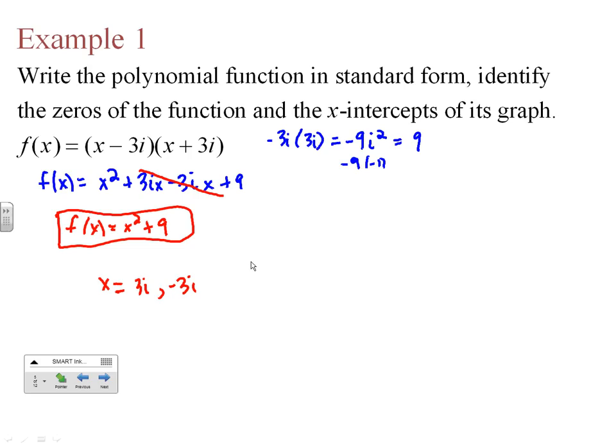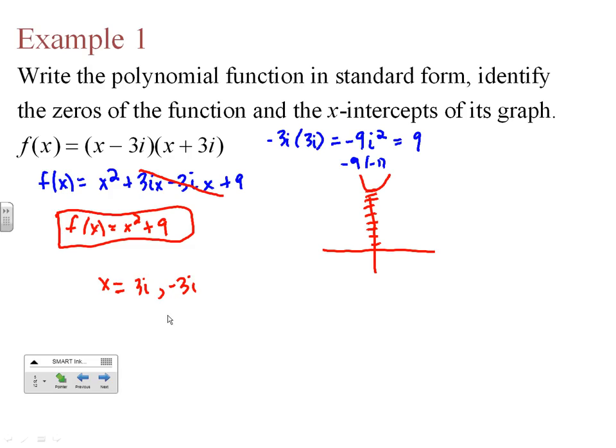Now let's think about our x-intercepts of this graph. This is a pretty easy graph to draw because it's a parabola that's shifted up 9. We'll pretend that's 9. Okay. So does that have any x-intercepts? No. It starts at 9 and then it goes up. So we can see that by looking at the zeros.